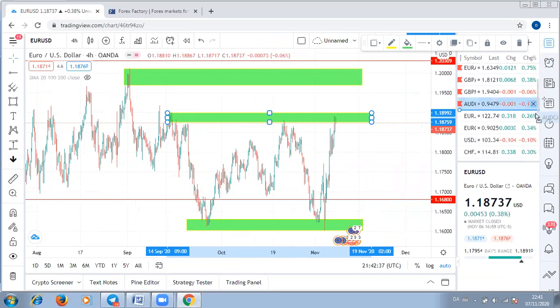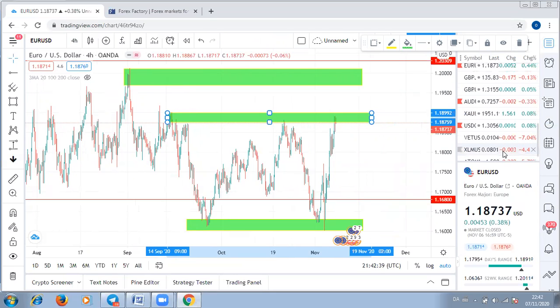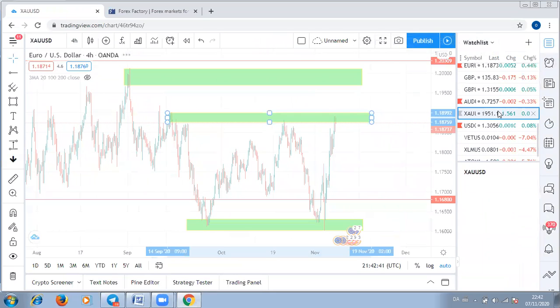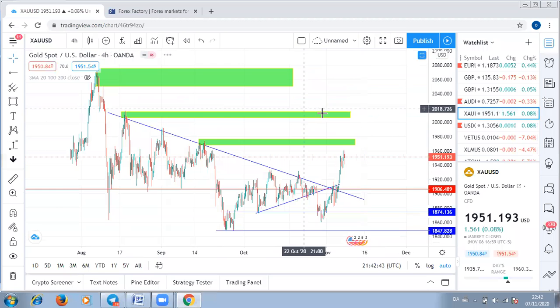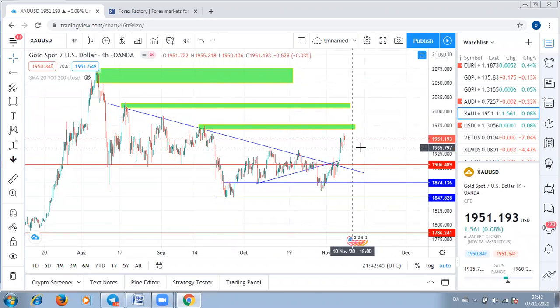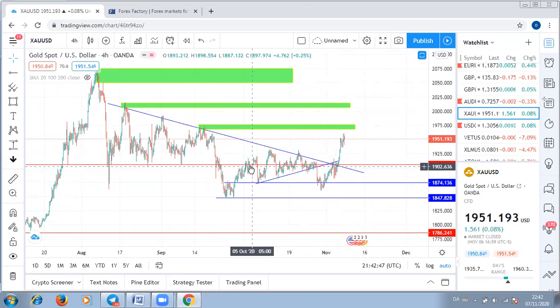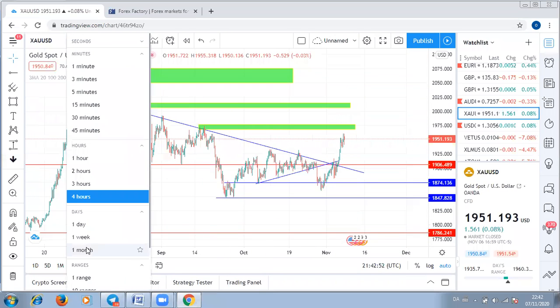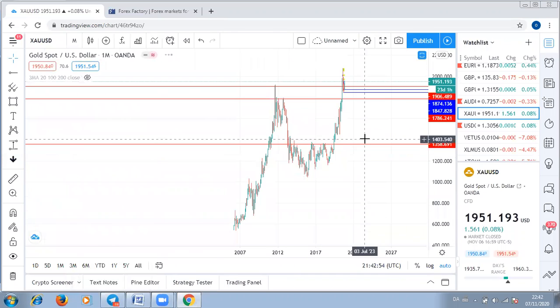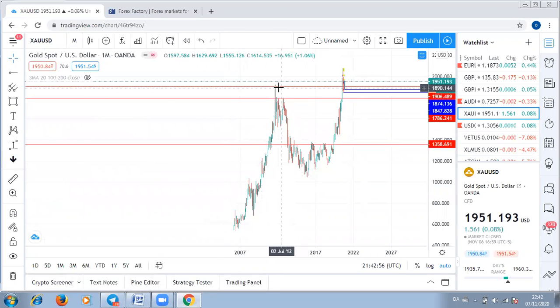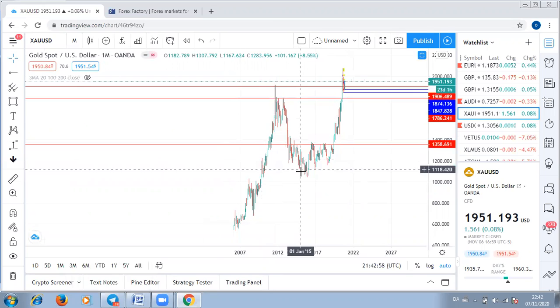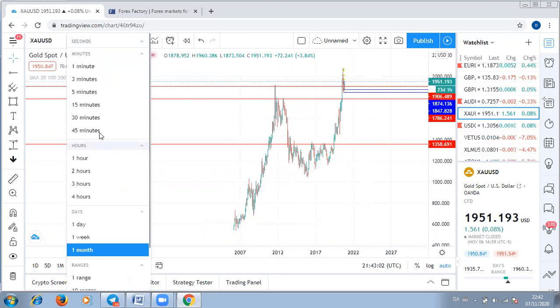So on gold, these are areas I'm looking at. This is a very strong area, and gold has been in an uptrend for many years now. You can see how it rose, got up to this level, came back down, and it's still moving. So some analysts believe that it's going to continue moving further.